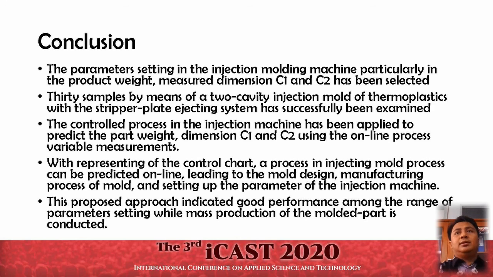Using the control chart, which means upper tolerance and lower tolerance, we have to set up the parameters of the injection mold based on that control chart. This proposed approach indicated good performance among the range of the parameters there, so that we can avoid defective products as much as we can.